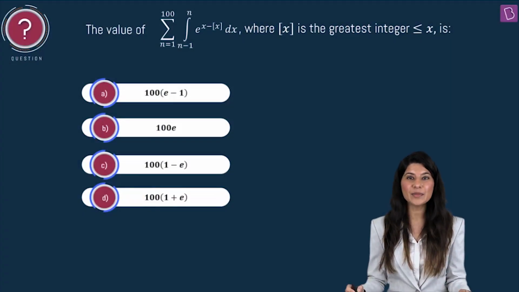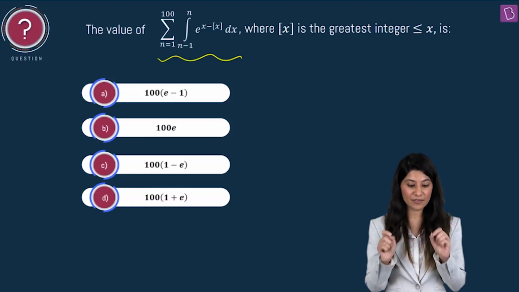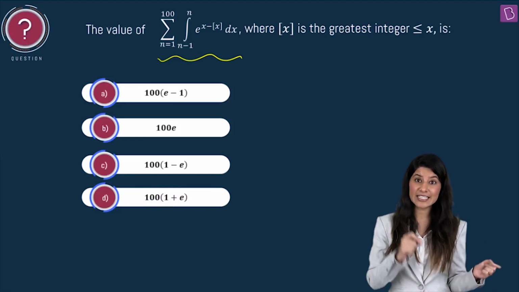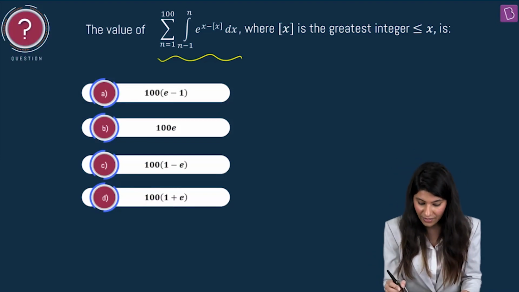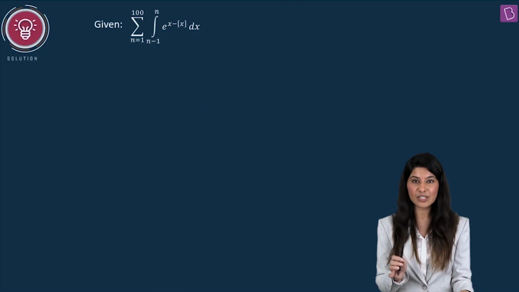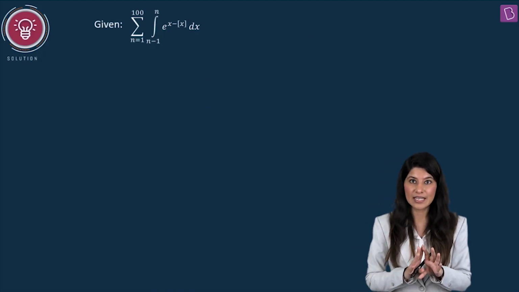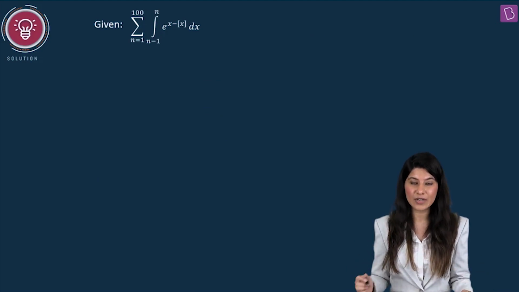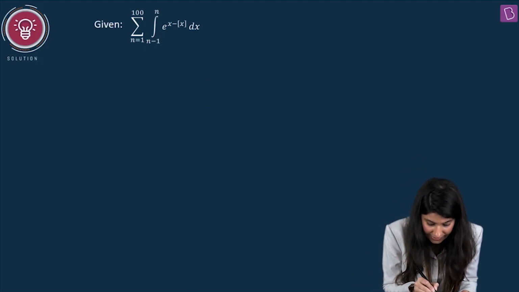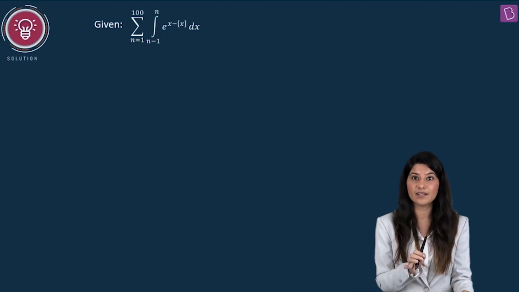The question is from the world of definite integrals, which says we need to figure out the value of this particular expression involving sigma and integral, where this denotes GIF of x, the greatest integer function. Let's understand what this question is. I am telling you, this is a two-step question once you decode it, once you understand what it is trying to say. So here, this is sigma and integral. Let's first get rid of this sigma, the summation.